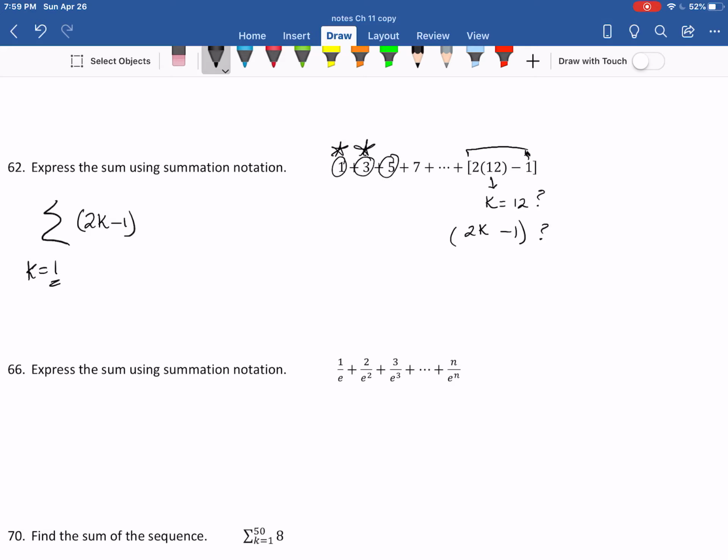What happens when K equals 3 for my third term? 2 times 3 minus 1 equals 5. So I've checked it for the first 3 terms. I'm convinced now that I've got the appropriate formula, and K goes all the way from 1 to 12.